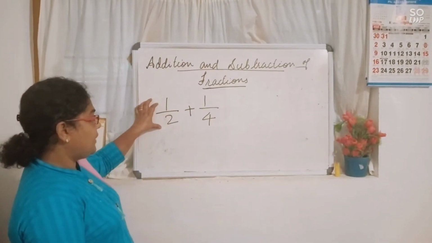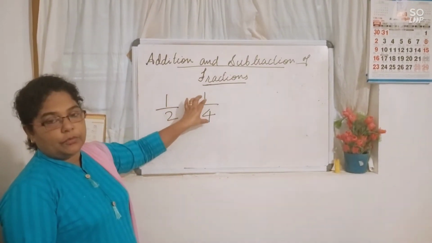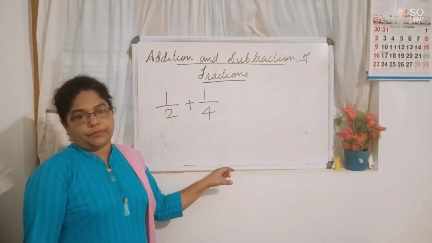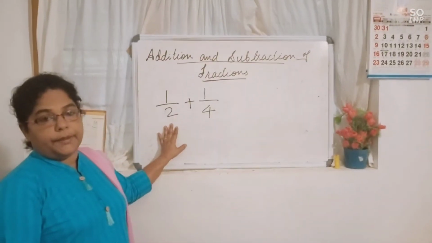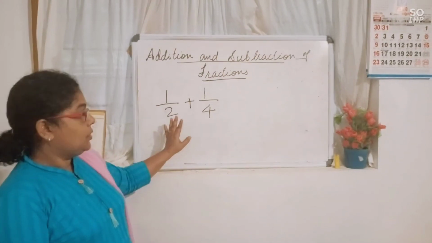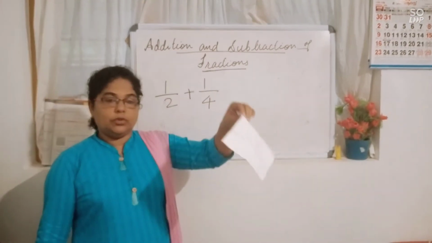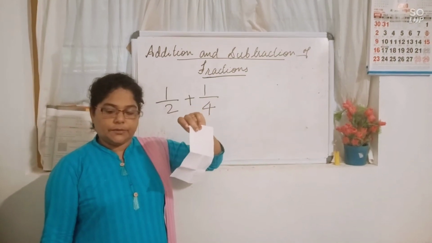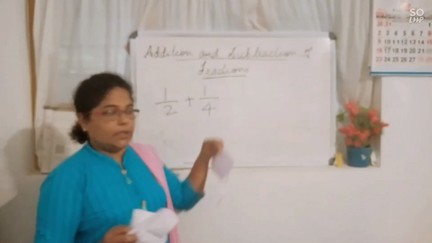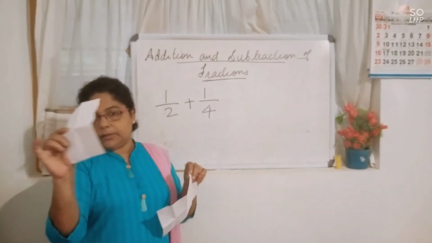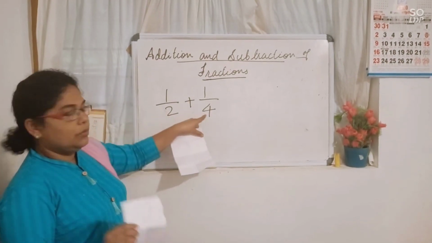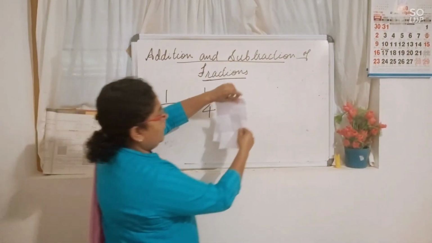Okay guys, now we are going to add it properly. This is 1 by 2, this is 1 by 4. 1 by 2 plus 1 by 4. First we made our paper into 2 pieces, and out of those 2 pieces we took 1 piece. This is the first piece. Then from the second piece we made one more portion. So this is the next portion. This is 1 by 2, this one is 1 by 4. So we are adding them.